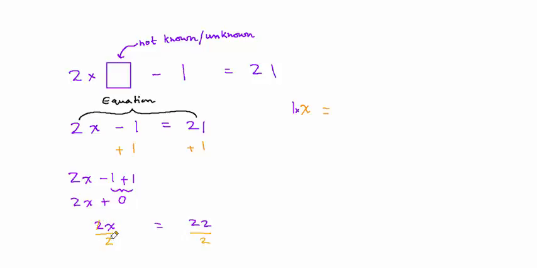So that this 2 and this 2 cross off. 22 over 2 or 22 divided by 2 is 11. So we have 1x or x is equal to 11.